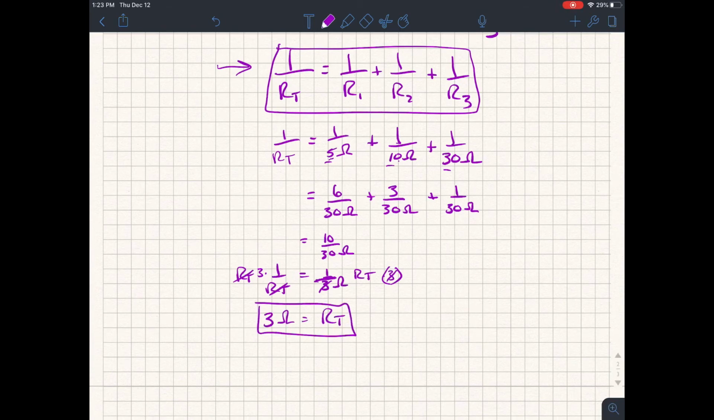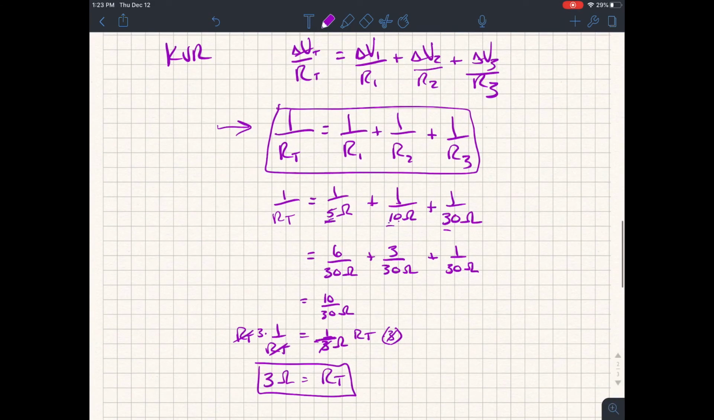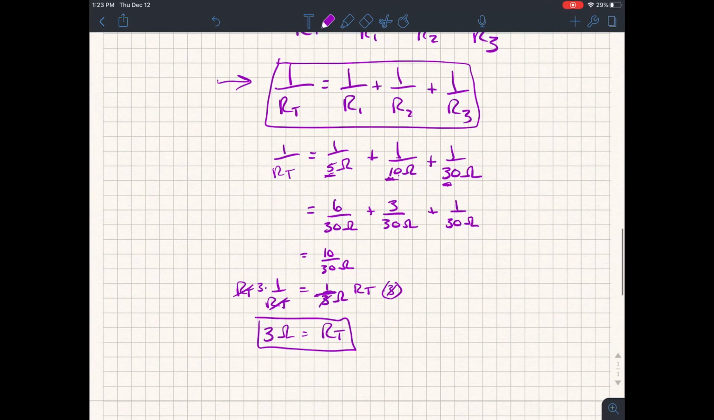Notice how bizarre this is. The sum of all the resistances together equaled 45 ohms if it were in series, but in parallel the total is 3 ohms. This can be some finicky math. Remember always to find a common denominator.